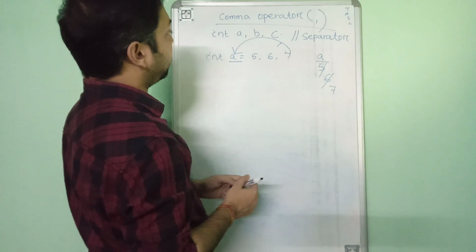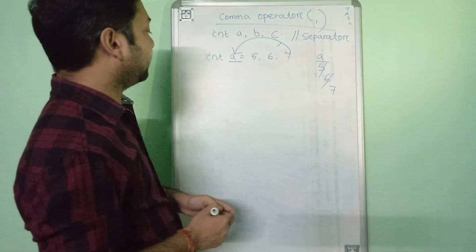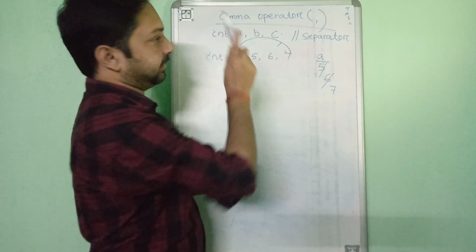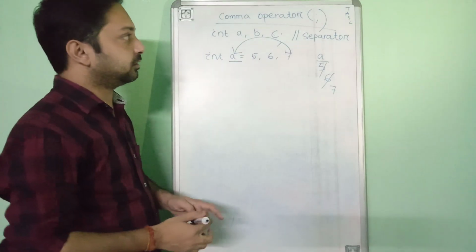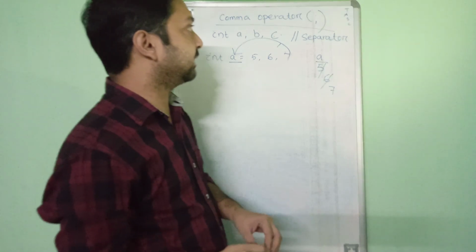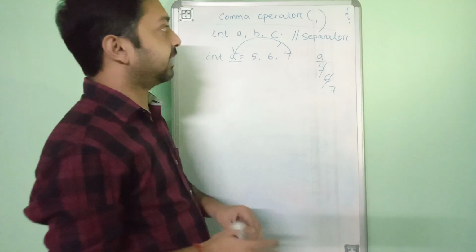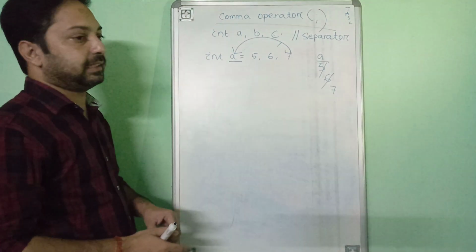So the comma operator is basically acting as a separator, and it always gives you the rightmost operand. Okay. So this is all about the 4 operators we have discussed: the ternary or conditional operator, assignment operator, sizeof operator, and comma operator.